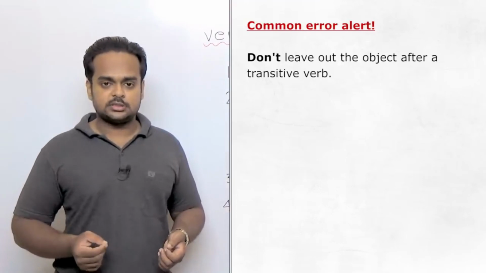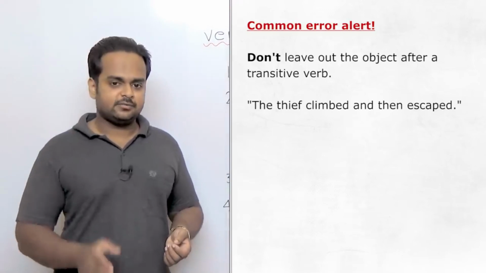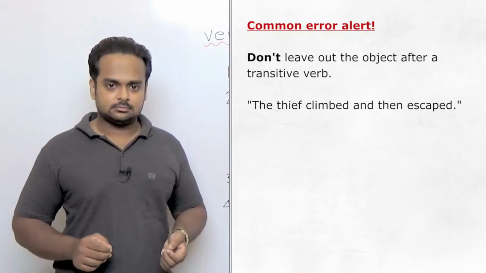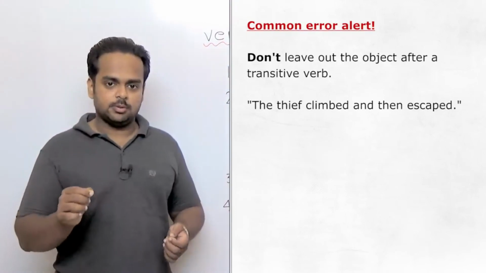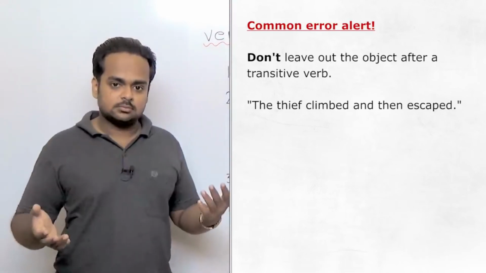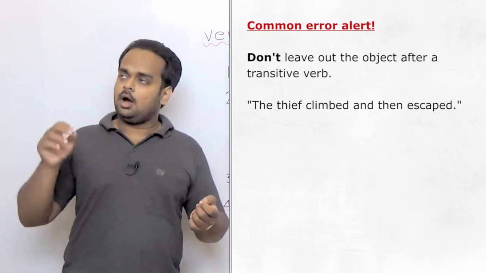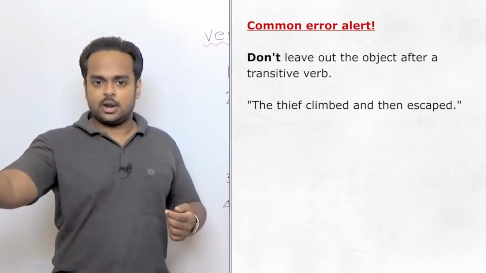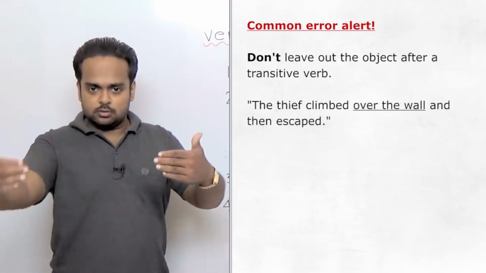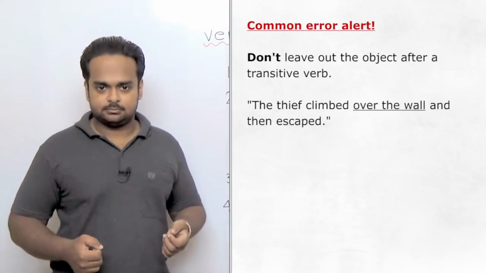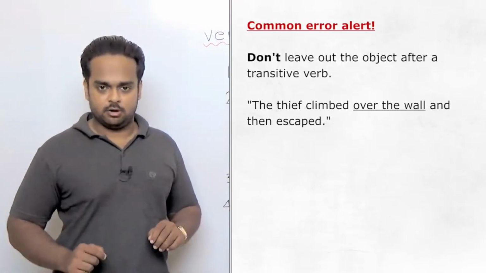For example, students say, "The thief climbed and then escaped." Can you identify the error in that sentence? Well, the mistake is that the verb climb is a transitive verb and you need to say climbed what? You need to say an object. Now in your mind, you might have a picture of a thief climbing over a wall and then running away. But you need to say that. You need to say, "The thief climbed over a wall and then escaped." So don't make that mistake of leaving out the object after a transitive verb.